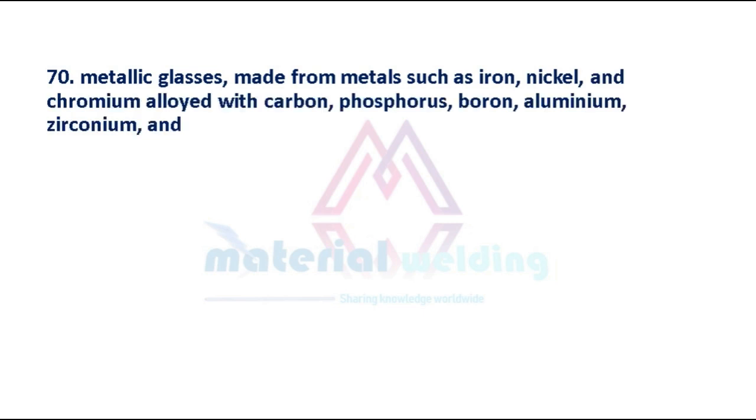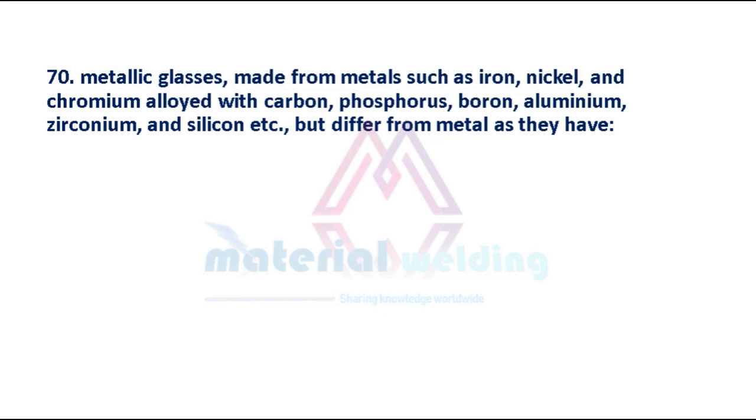Metallic glasses are made from metals such as iron, nickel and chromium alloyed with carbon, phosphorus, boron, aluminium, zirconium and silicon, but differ from metal as they have an amorphous structure. Metallic glasses are purely made from metal, but while metals have a crystallized structure, they have an amorphous structure. Metallic glasses are formed by cooling the metals at a very high speed.